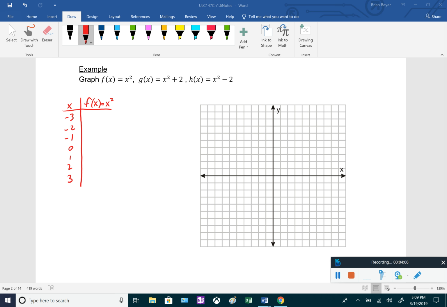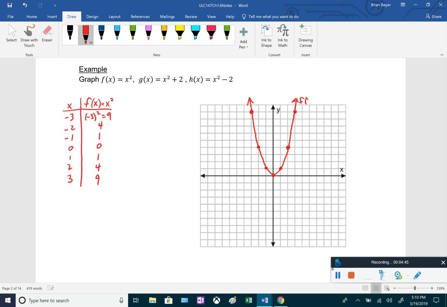So f of -3 is -3 squared, which is 9. F of -2, -2 squared is 4, -1 squared, 1. I'm just going to fill these out quickly, double check these if you want. So these are our xy coordinates here. The first one is -3, 9. So that's going to be right up here. Next one, -2, 4, -1, 1, 0, 0, 1, 1, 2, 4, and 3, 9. It's going to look like this.